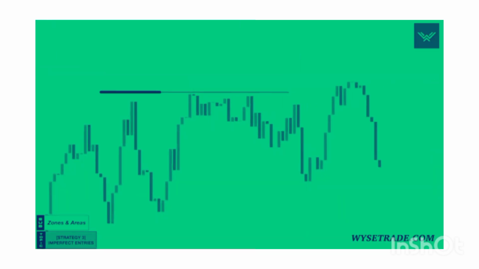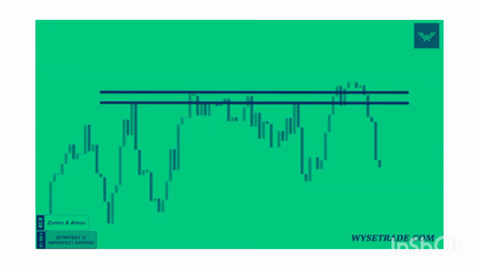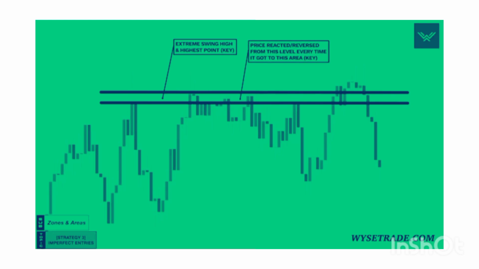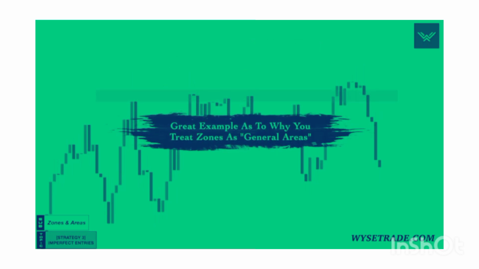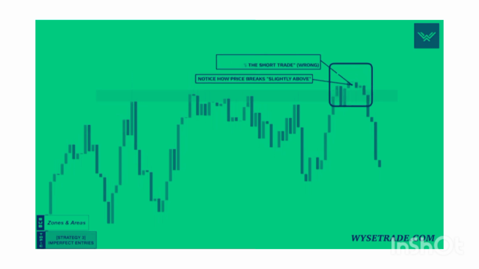To the left, level 1 here and level 2 here. This is clearly a very key level because it is an extreme swing high, meaning the highest point that price has reached in recent time, and price reacted to the level every time price touched it without being able to push through. Now, this is a great example of why you are treating it as an area, because notice how price breaks slightly above.